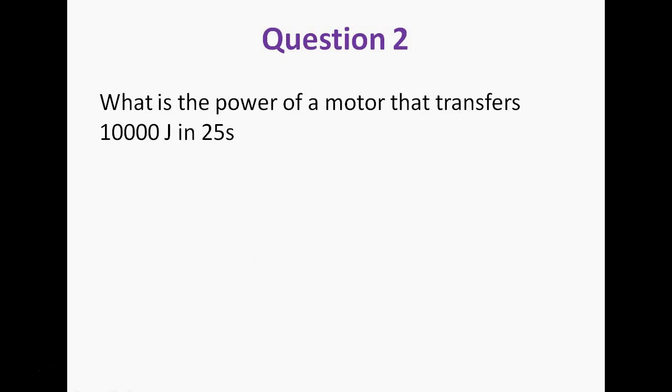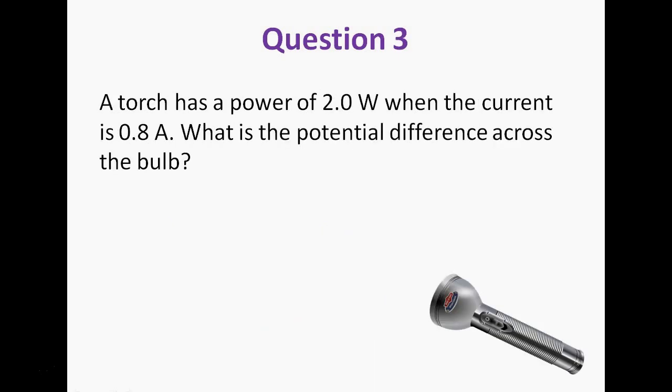In this case, I have the total energy and I've got the time taken, and so the question enables me to select this equation to calculate the power. I have the energy, which is 10,000 joules, and the time taken, which is 25 seconds. And so the total power is 400 watts, or 400 joules per second.